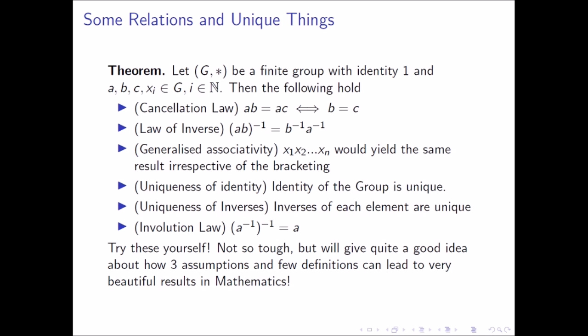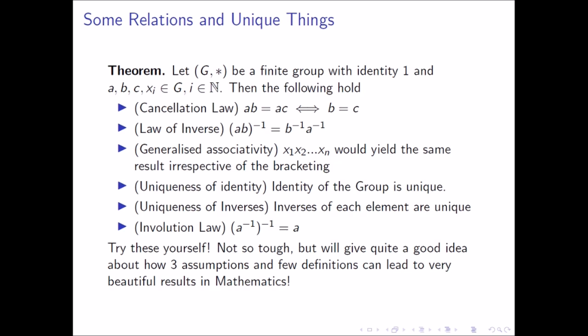So let's look at some relations and unique things in a group. These laws which are given over here are not difficult to prove. The cancellation law, we have been using it right from the start, but we never mentioned it. But it's a result of just the axioms of a group. Similarly, the law of inverses, you might have seen this for matrices, but now you have it in a general framework. Similarly, general associativity, something which we have been using in multiplication, addition, matrices, and so on from a long time. But now it's actually a theorem or a result of those group axioms.